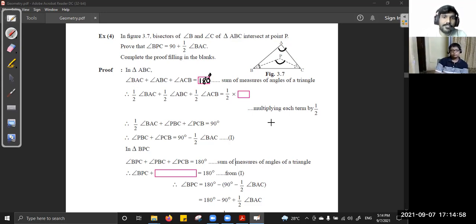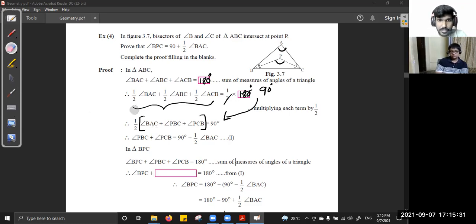Now what next, what they have done is they have multiplied each term by half. So the first term multiplied by half, the second term multiplied by half, the third term multiplied by half. Same thing, one half into 180. Now half into 180, you cancel and you'll get 90. So that's how they got 90 here. And from here, they have taken half common outside. So when you take half common outside, you're left with angle. Sorry. They have not taken half common.